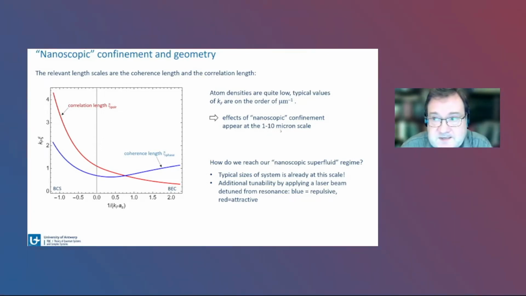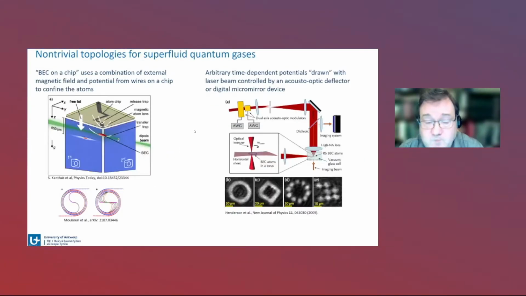So it's a few orders of magnitude larger than what you have for the solid state superconductors. And in fact, most systems are already in this regime. It's kind of hard to look really at bulk type of superfluidity. But there's more. There are some recent breakthroughs in how we can trap these systems.